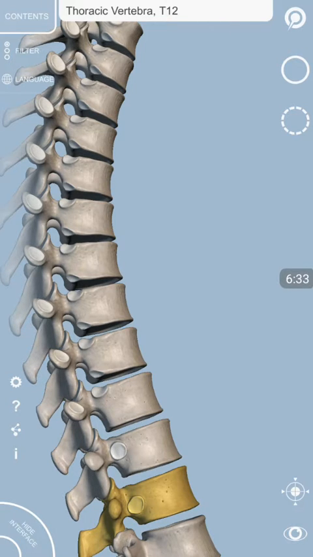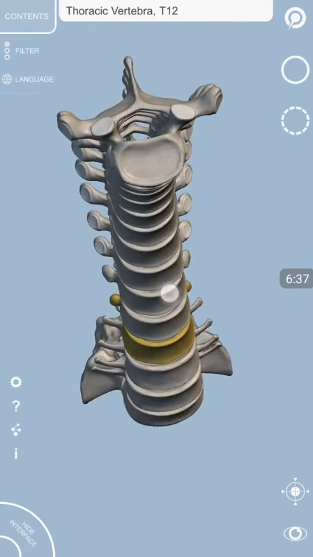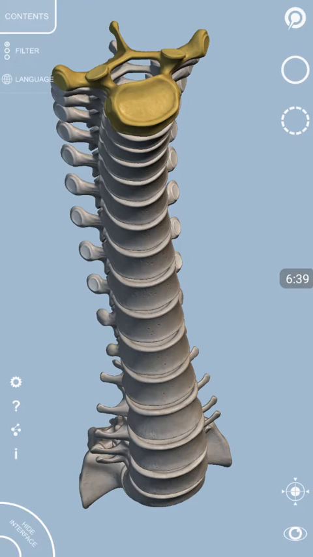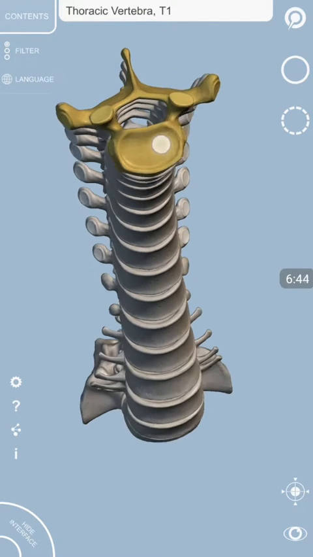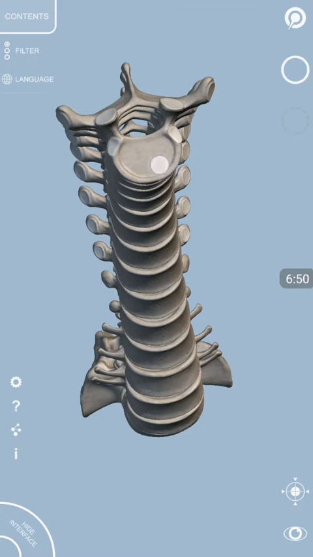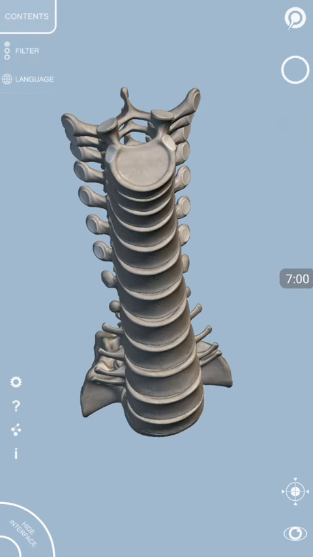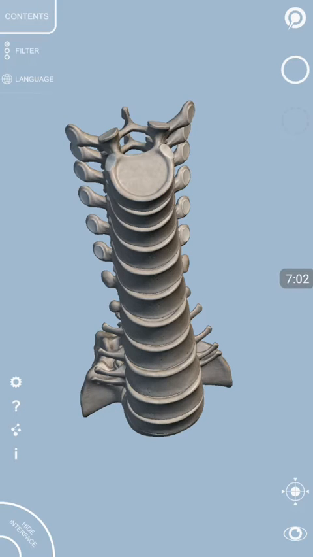So these were the features of the thoracic vertebrae. And look at the body shape of the T1 vertebra. It is more like a cervical vertebra than a typical thoracic vertebra. And again, now look at the shape of this vertebra. Now this shape is changing to heart shaped bodies. This is heart shaped, this is heart shaped.